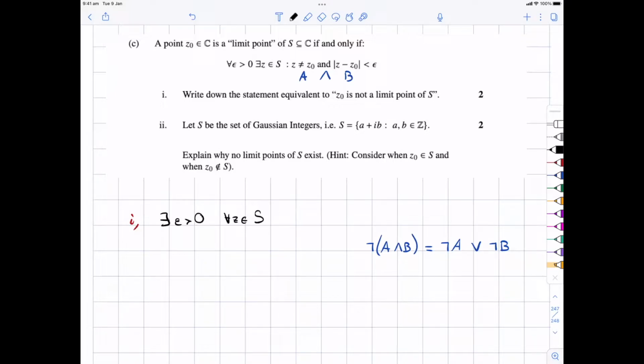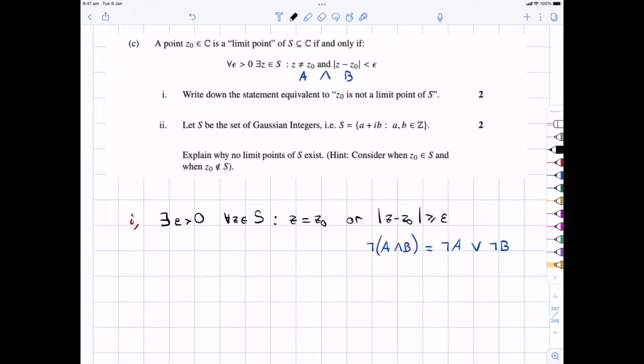So for there exists an epsilon greater than 0 for all z in S, such that z is equal to z0, because I have to negate this, or now I have to negate this one here, the modulus of z minus z0 is greater than or equal to epsilon. Okay, and that's it. There's 2 marks there. I think that's pretty manageable for us as Extension 2 students. We didn't really have to understand what the statement was saying. All we had to do was know how to take the negation of a quantified statement. Okay? Now, let's have a look at the next part.